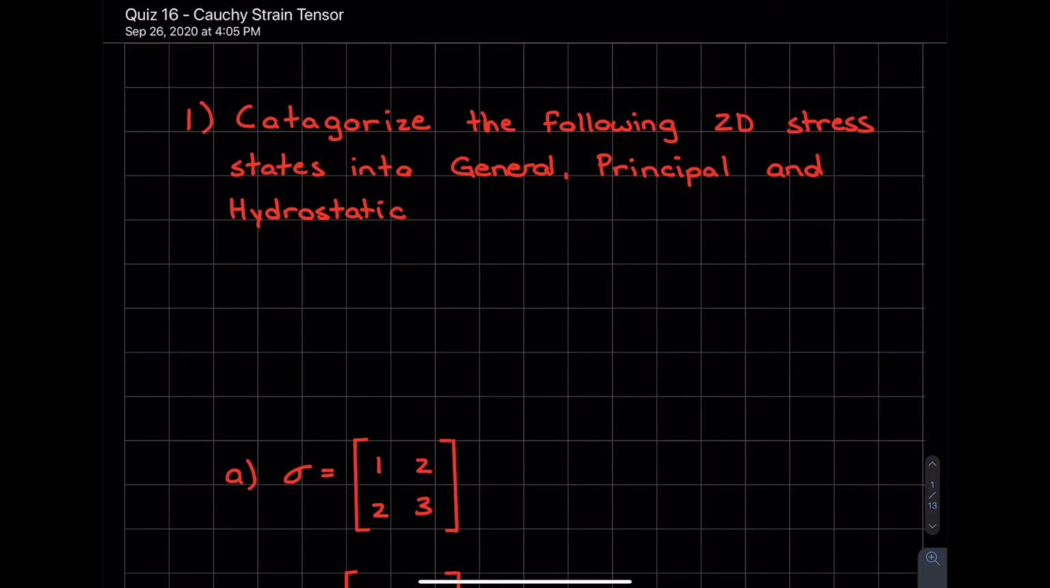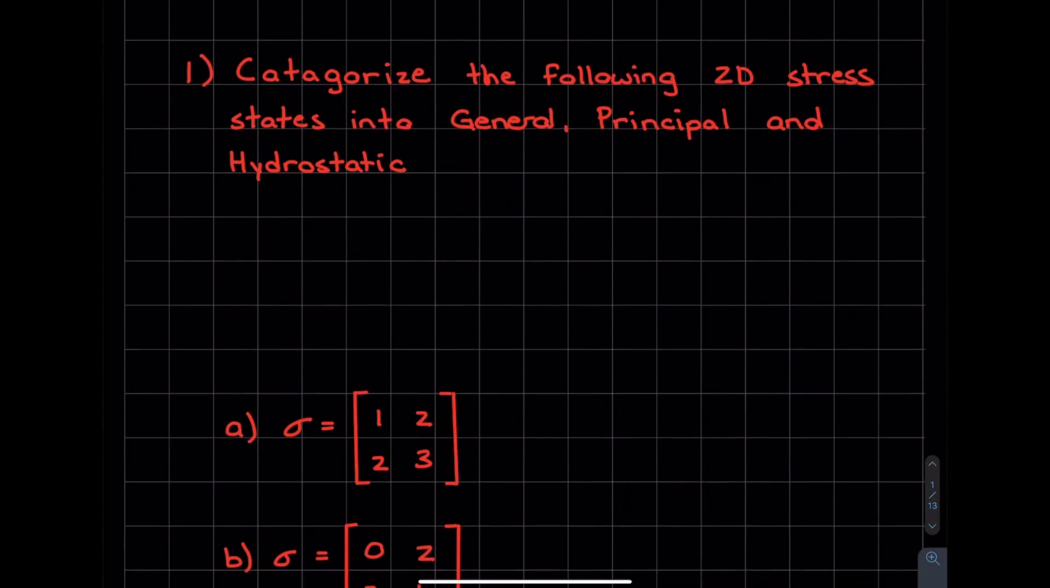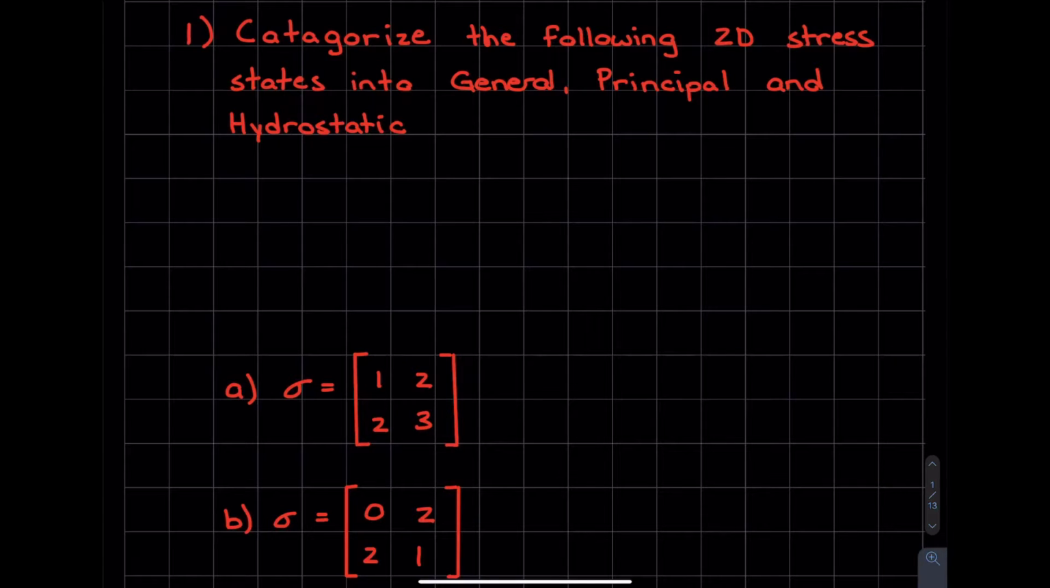So the first question is actually really simple, and says categorize the following 2D stress states into general, principal, and hydrostatic. So before we begin, let's just discuss, what are each of these stress states? The general stress state, I'm going to put general here. This is a stress state in which tau, which is our sigma 1,2 in this case, so our shear stresses, do not equal 0. They can be any number.